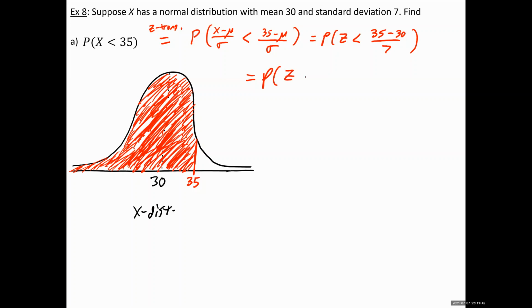Okay. And then you got to calculate that on the calculator. 35 minus 30 over 7. Let me do that real quick. Okay, now I have this long answer.